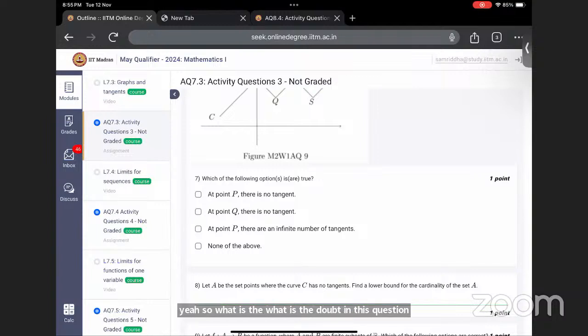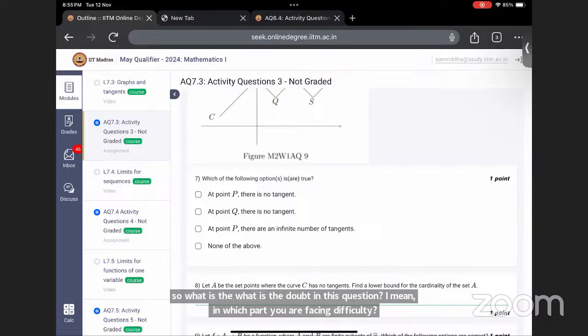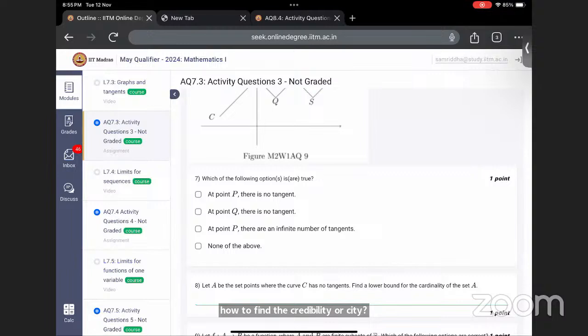So what is the doubt in this question? In which part are you facing difficulty? Ma'am, I don't know how to get the answer of question number 8, how to find the cardinality of set A. So what is the question? Let A be the set of points where the curve C has no tangent. Then we have to find the lower bound of the cardinality. That means the minimum possible cardinality, right?